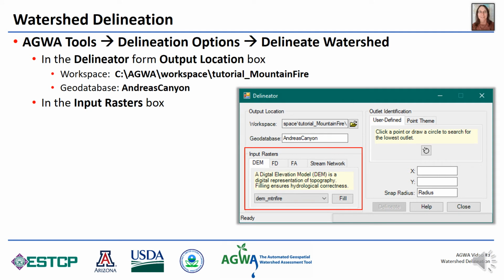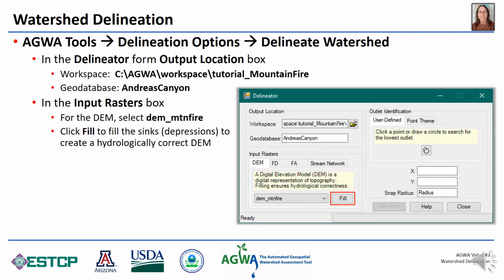In the Input Rasters box, for the DEM, select DEM_MTNFIRE from the drop-down menu. We'll need to fill this DEM to fill the sinks and depressions to create a hydrologically correct DEM so the models run properly. Click Fill.